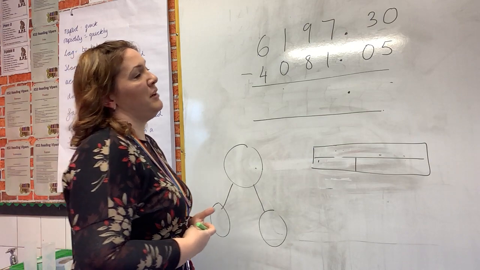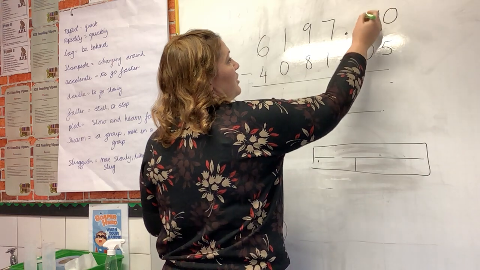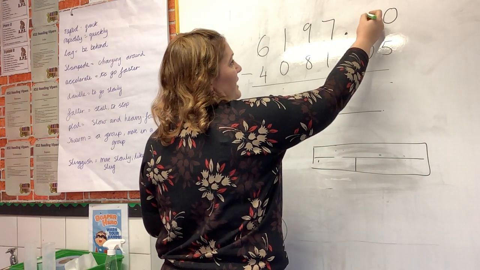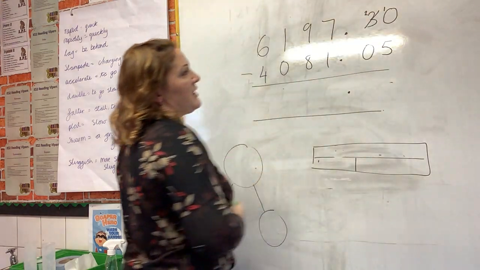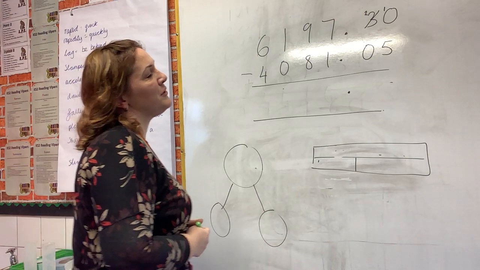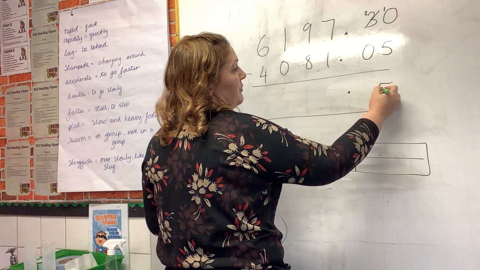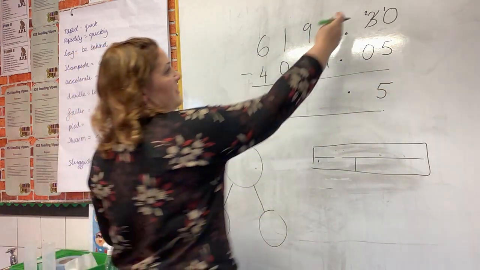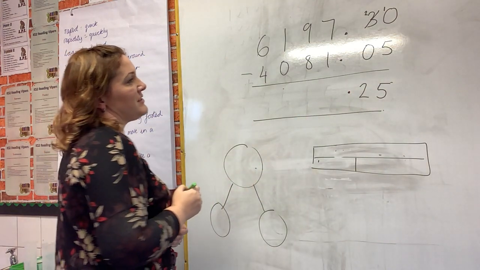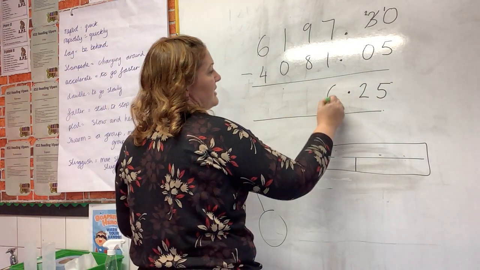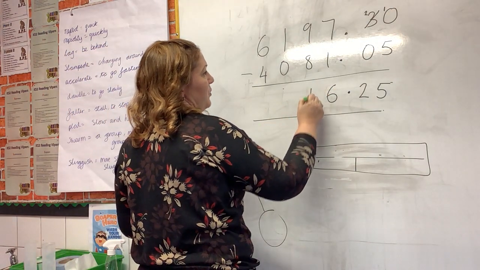I can't subtract 5 from 0, so I need to go next door to the tenths column. So I'm going to the tenths column and I'm going to have to exchange 1/10 into 10 hundredths, and I'm going to have to make that one smaller. So I now have 10 hundredths subtract 5 hundredths, which gives me 5. I have 2 tenths subtract 0 tenths, which gives me 2 tenths. I have 7 subtract 1, nice and easy, 6. 9 subtract 8, nice and easy, 1.